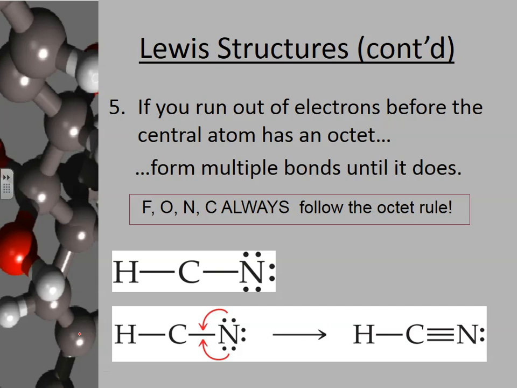If you happen to run out of electrons before the central atom has its octet, that's when you will want to form multiple bonds. So form multiple bonds until each element has its octet. Remember, fluorine, oxygen, nitrogen, and carbon will always follow the octet rule. There are some exceptions to the octet rule, but these elements always follow the octet rule. So here with hydrogen cyanide, we would have run into the problem of not getting the full octet for the carbon. So these lone pairs that nitrogen has, it's going to swing them down to complete carbon's octet.